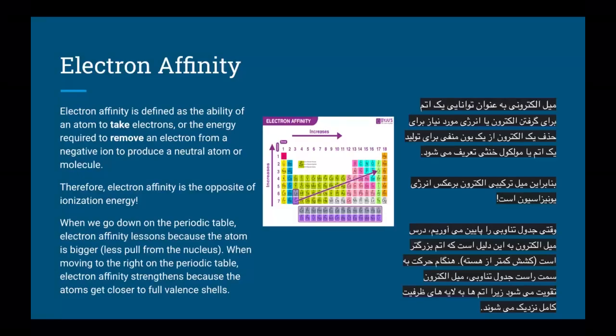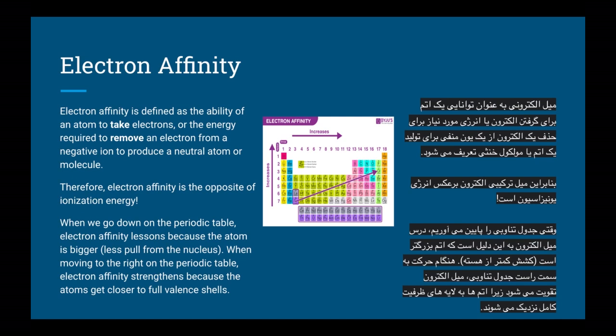Hi everybody, my name is Julia and I'm from Massachusetts, and today we're going to be talking a little bit about electron affinity. So, the first thing you need to know about electron affinity is that it's defined as the ability of an atom to take electrons, or the energy required to remove an electron from a negative ion to produce either a neutral atom or molecule.